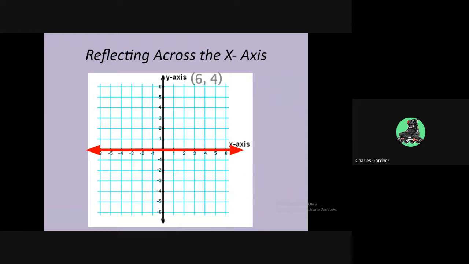Our next one, 6, 4. What changes? The 4. What does it become? Negative 4. Get a nice little smiley face.